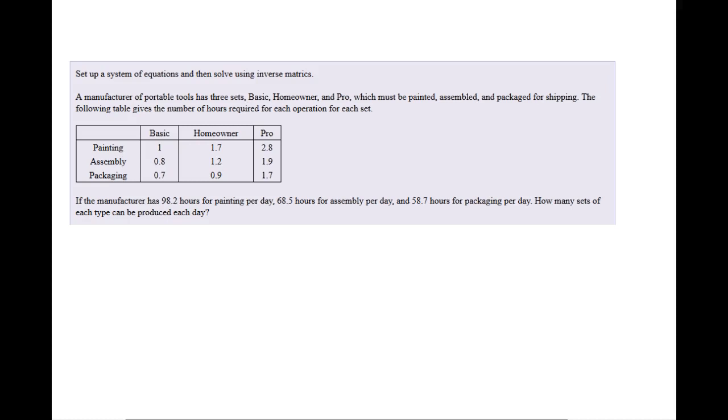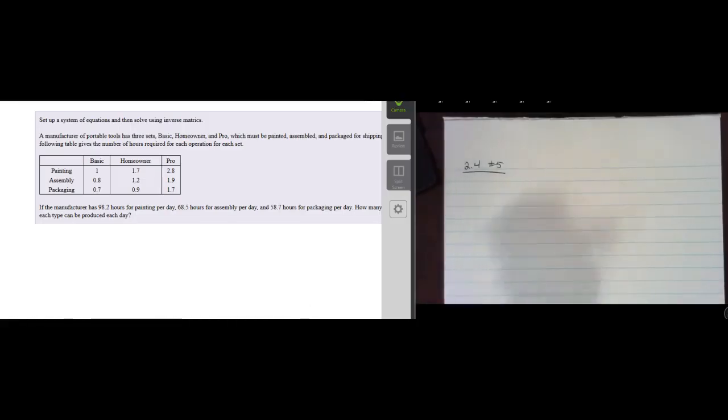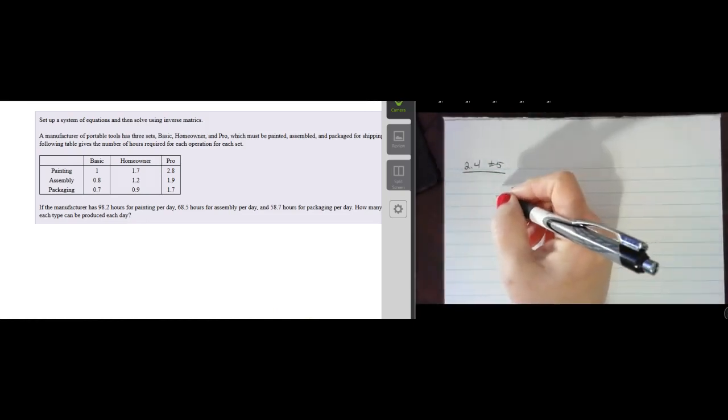So if the manufacturer has 98.2 hours for painting per day, 68.5 hours for assembly per day, and 58.7 hours for packaging per day, how many sets of each type can be produced each day? So the first thing we'll need to do is come up with some equations, and then we'll use matrices to actually solve the problem. So let's come up with our equations here for our problem.